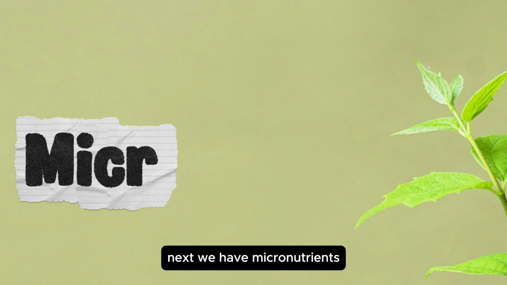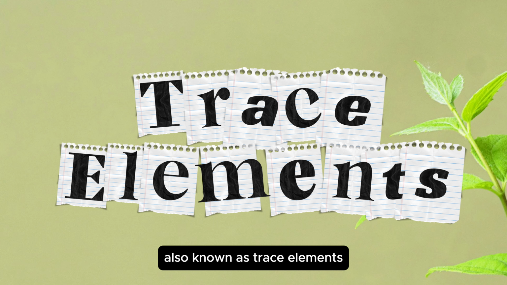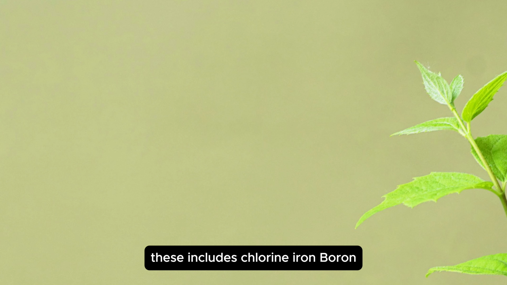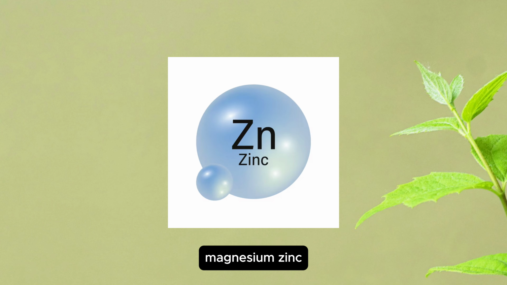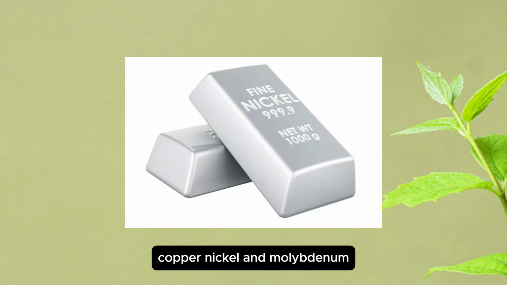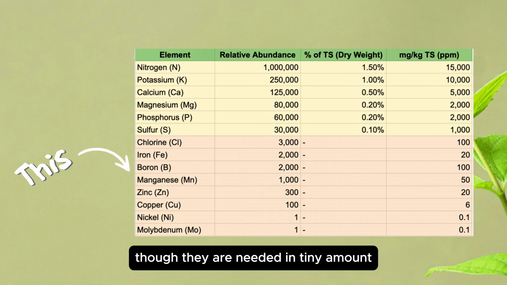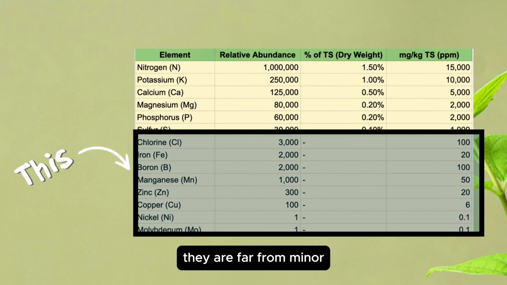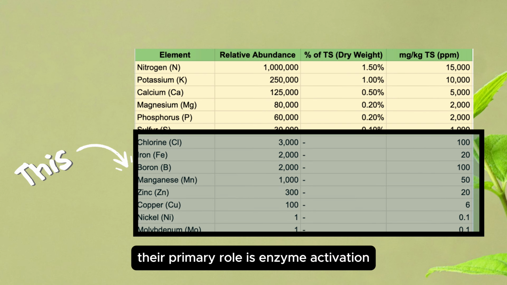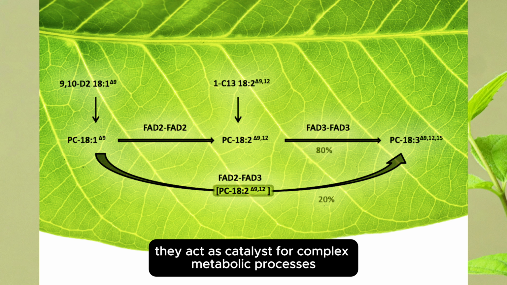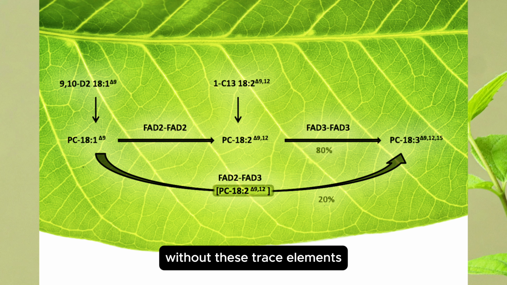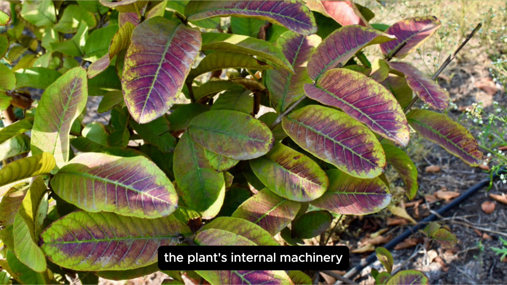Next, we have micronutrients, also known as trace elements. These include chlorine, iron, boron, manganese, zinc, copper, nickel, and molybdenum. Though they are needed in tiny amounts, they are far from minor. Their primary role is enzyme activation. They act as catalysts for complex metabolic processes. Without these trace elements, the plant's internal machinery would simply stop working.